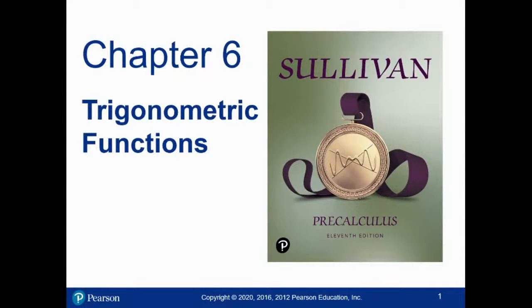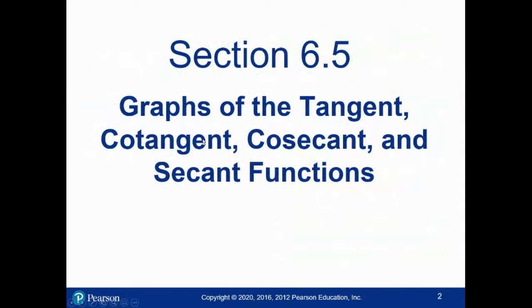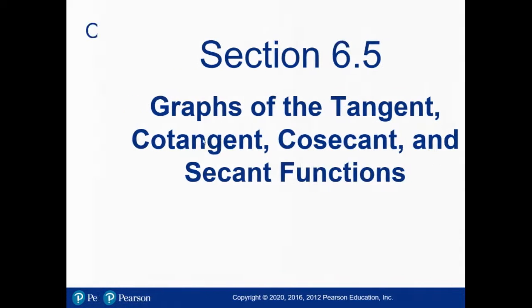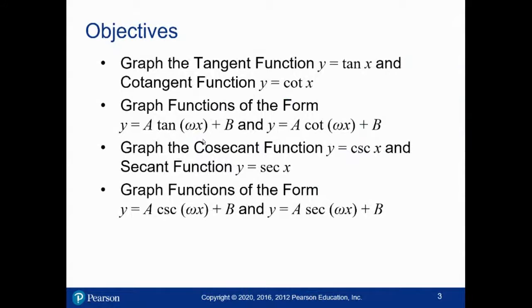Okay, so we're moving on through chapter 6, so let's get right to it. This is section 6.5, where we take something similar to the previous section where we learned about graphs of sine and cosine, and we apply them to all the others: tangent, cotangent, cosecant, and secant. We're going to go through this section fairly quickly. It's not as heavily stressed as the other ones. Okay. So the basic objectives are to graph various forms of tangent, cotangent, and so forth.